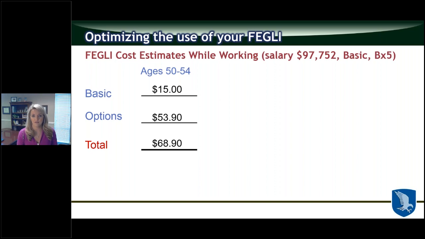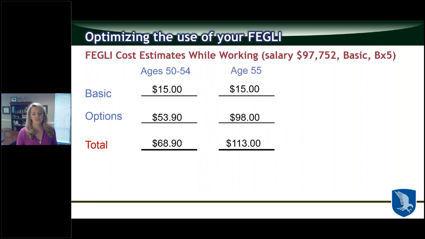But let's say that you have a birthday, okay? I mentioned to you that the cost for option B increases every 5 years that you have a birthday. To keep the math easy, we're going to assume that there's no salary increase for this poor guy. So at age 55, the basic remains the same. The cost of the options has increased. Therefore, I'm paying a total of 64% more between ages 54 and 55 simply because I had a birthday.